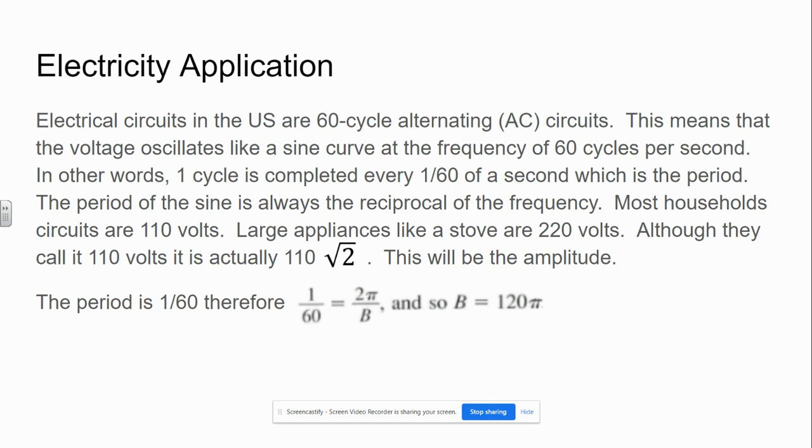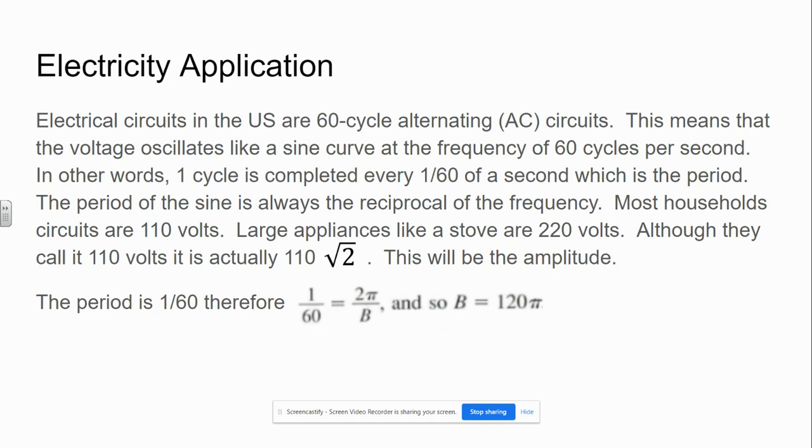Now this is how much the volts are going up and down, back and forth. So in our real life situation here, that 110 times the square root of 2 is actually going to end up being the amplitude of our sine and cosine graph. Now I told you before the period's 1 over 60, so just like you just had a test on, the period is going to equal 2 pi over b. If we did that, we would have our b to be 120 pi.